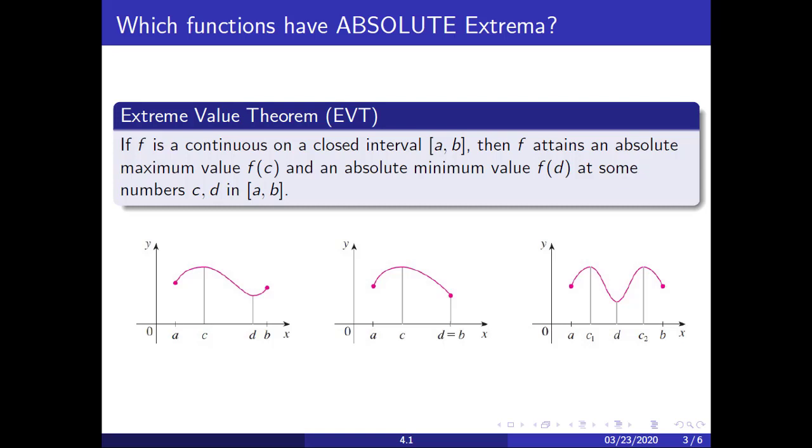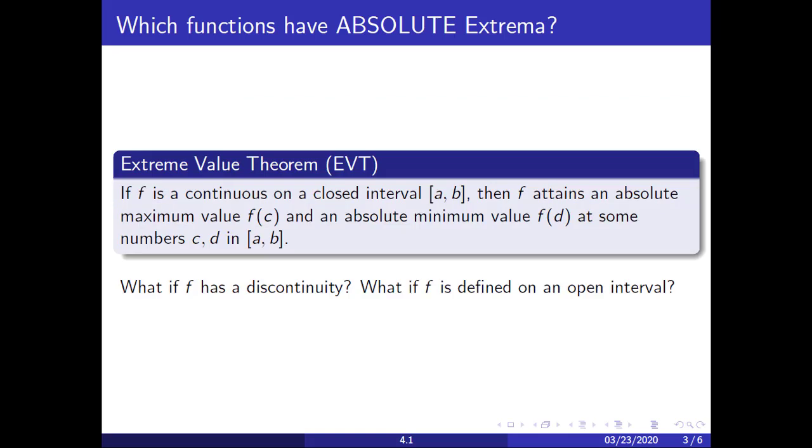Note that there are two assumptions in the extreme value theorem. One, that f is continuous, and two, that it is defined on a closed interval. What if we don't have these? In other words, what if f has a discontinuity? Or what if f is defined on an open interval? Take another moment to pause this video and try to draw some graphs that fail the extreme value theorem in this way. Do they all have absolute maximums and minimums?